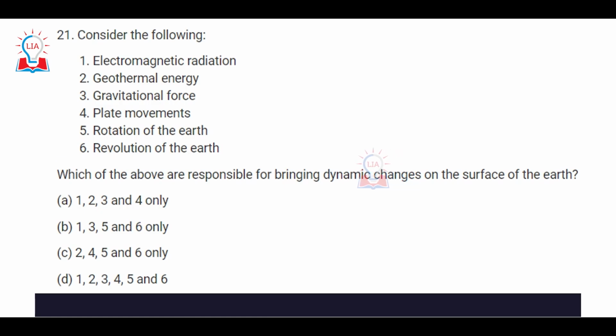The next question is related to the phenomena which are responsible for bringing dynamic changes on the surface of Earth. So 6 phenomena are mentioned: electromagnetic radiation, geothermal energy, gravitational force, plate movement, rotation of Earth, and revolution of the Earth. All of these 6 can actually cause dynamic changes on the surface of the Earth. So the correct answer will be D.